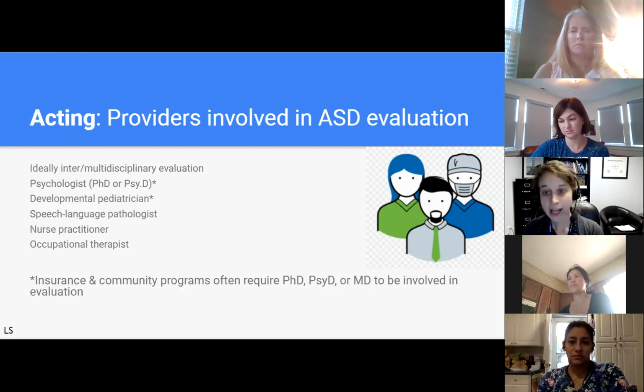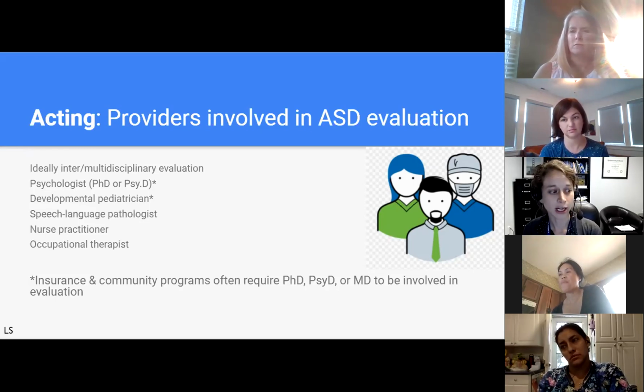And the reality is, this type of interdisciplinary evaluation is not available everywhere. And given the long wait list in our country, it may not necessarily be the only answer for how someone could get an autism evaluation. However, a lot of insurance and community programs will require that a Ph.D. or Psy.D., which would both be psychologist-related degrees, or an M.D. is involved in the evaluation in order for them to count the diagnosis towards access for waiver programs.